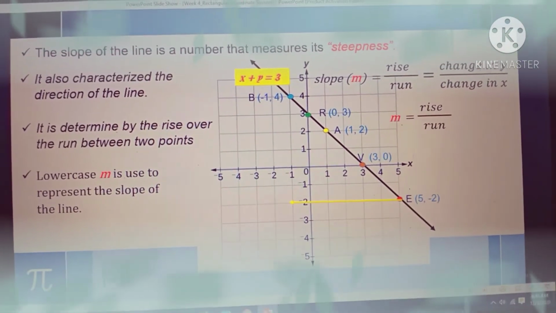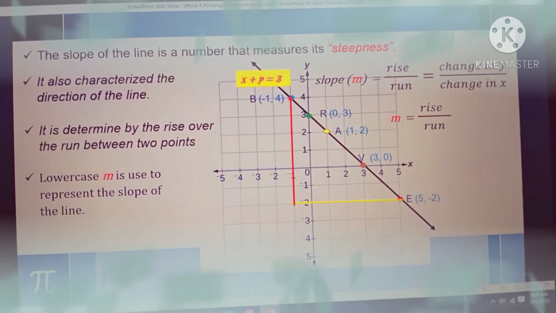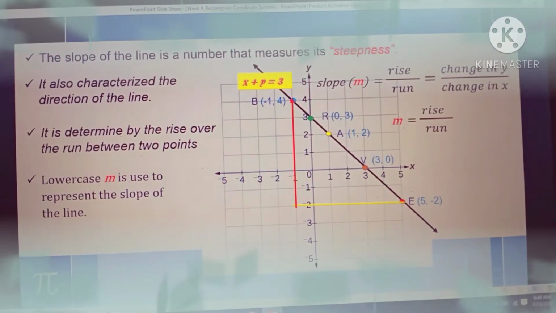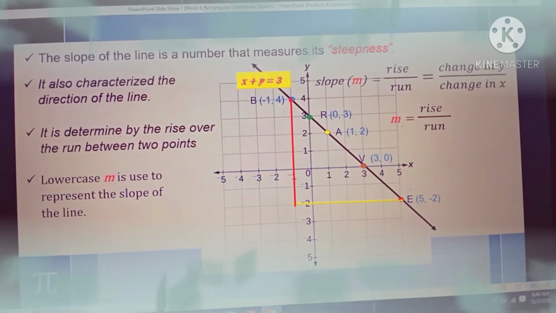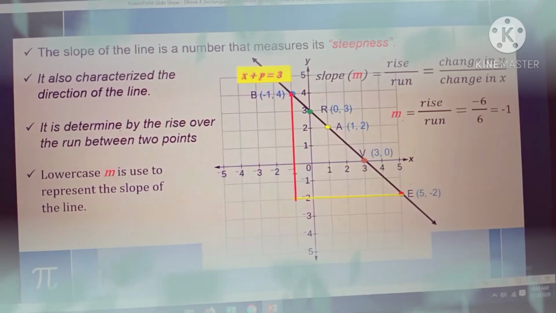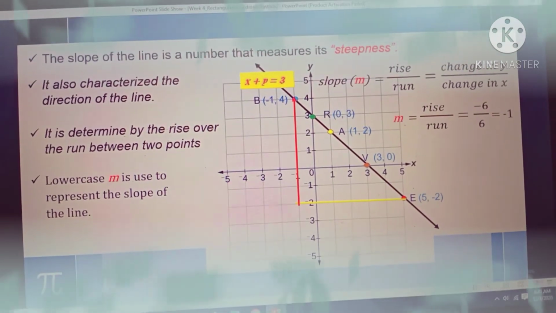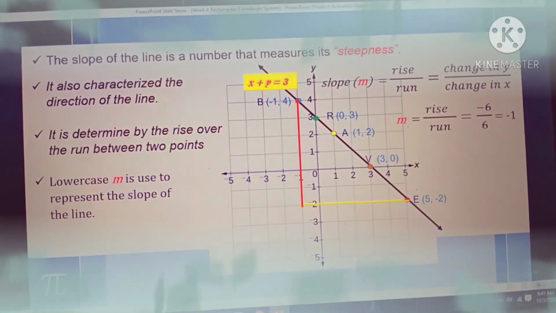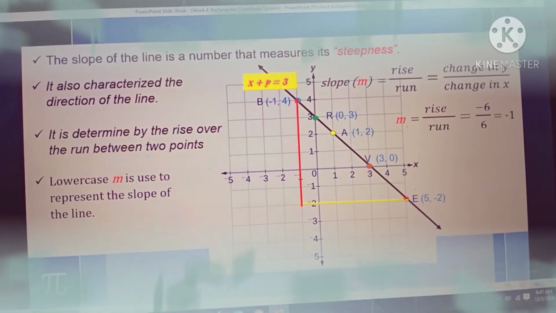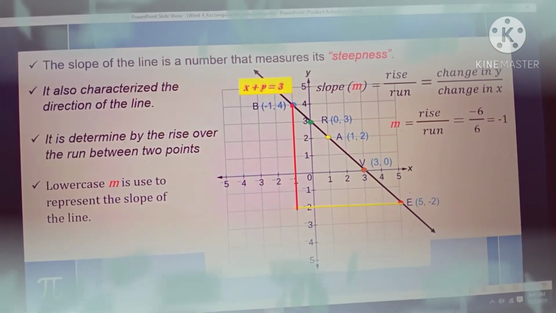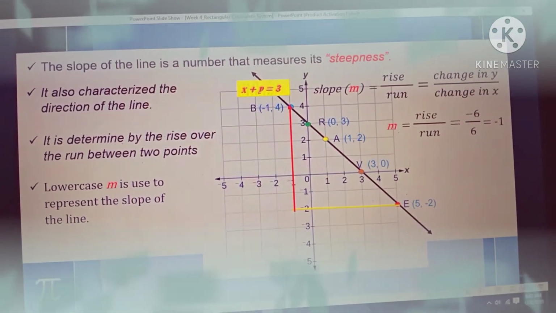The run is the horizontal change, and the rise is the vertical change. So there, when you count the number of units, the squares, you have negative 6 as the rise, and 6 is the run. And negative 6 divided by 6 is negative 1.